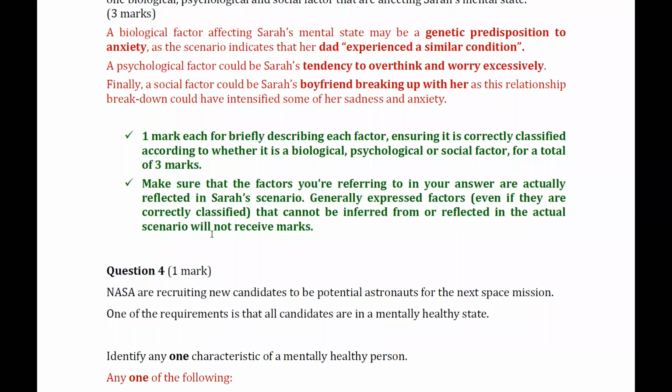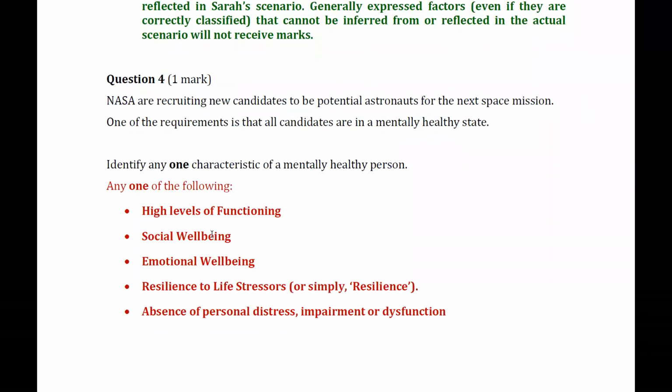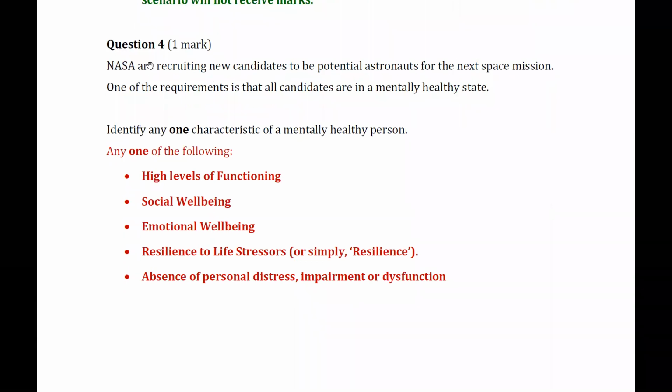Alrighty, so that's a 3-mark question done. And then we're going to the next question, which is an easier one, only worth 1 mark. So question 4 is, NASA are recruiting new candidates to be potential astronauts for the next space mission. One of the requirements is that all candidates are in a mentally healthy state. Identify any one characteristic of a mentally healthy person.